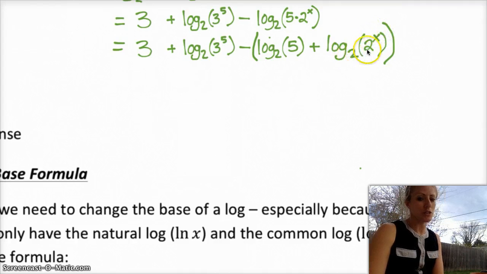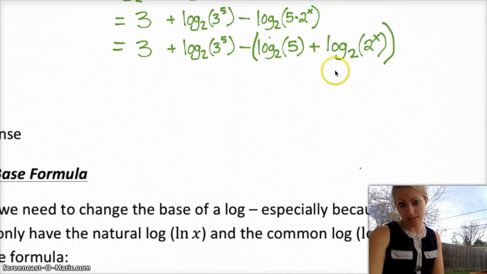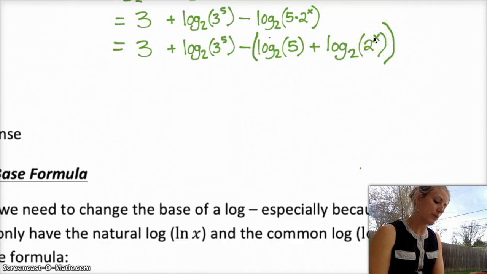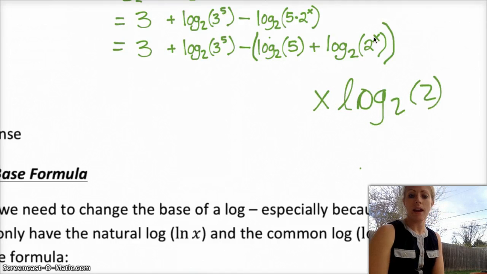Also, log base 2 of 2 to the x, you should figure out that that's equal to x. You can either remember it from one of our properties, that log base 2 of 2 to a power is just equal to that power, or you can use the power rule and say, oh, that's x times log base 2 of 2, and log base 2 of 2 is just 1, so that equals x. So I'm going to simplify both of those things in one step here.